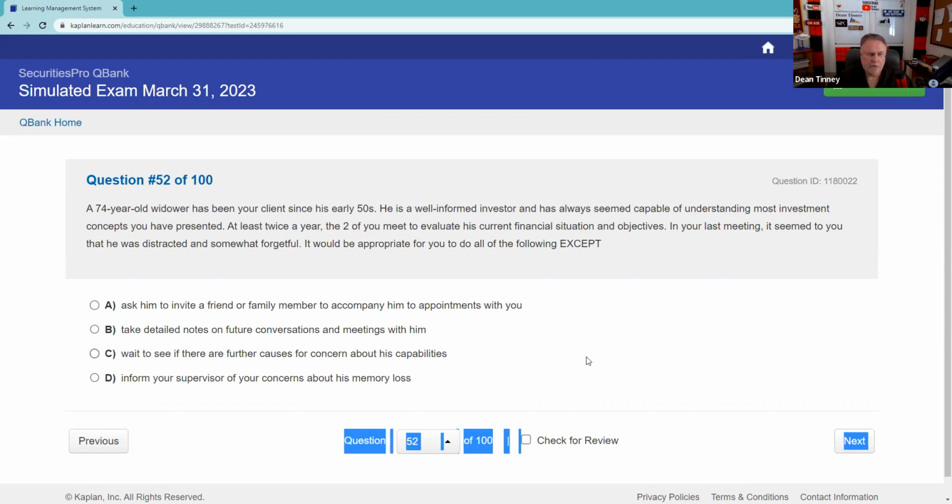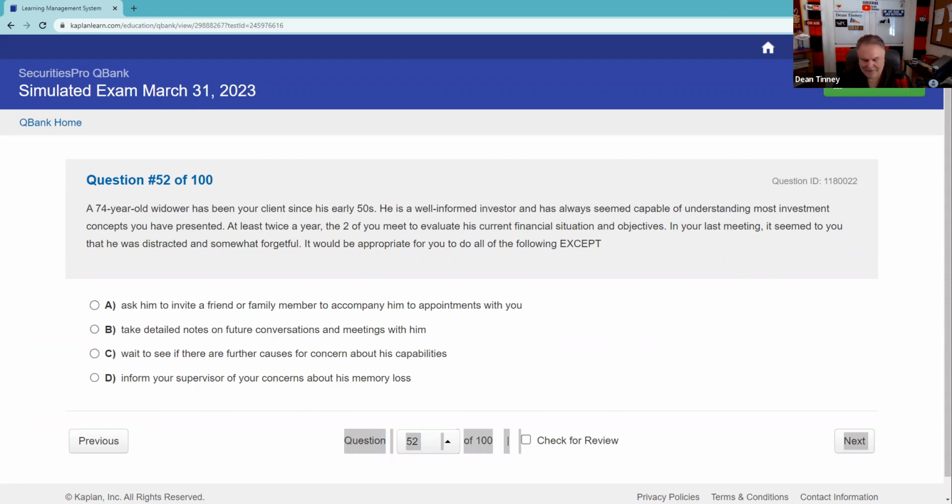A 74-year-old widower has been your client since his early 50s. He's a well-informed investor and has always seemed capable of understanding most investment concepts you have presented. At least twice a year, the two of you meet to evaluate his current financial situation and objectives. In your last meeting, it seemed to you that he was distracted and somewhat forgetful. It would be appropriate for you to do all of the following except.